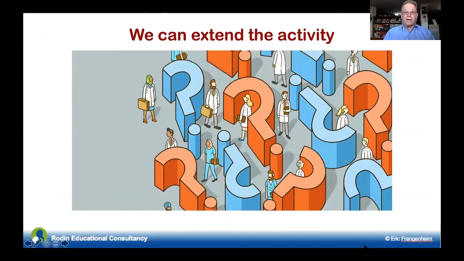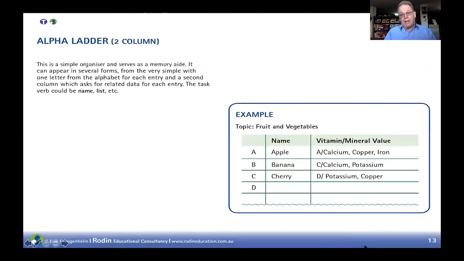Okay, so I think you get the idea. Now that's a simple one. That's the alpha ladder, one column. But we can make this more engaging. We can extend it. It's not difficult by adding 2 more.